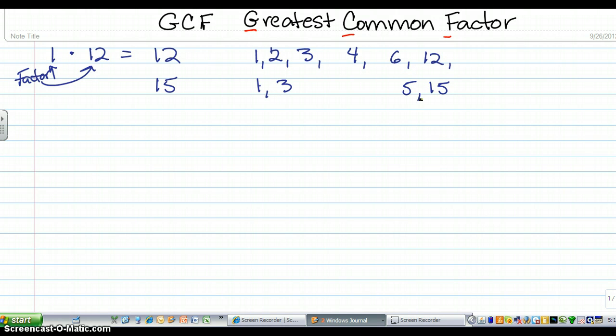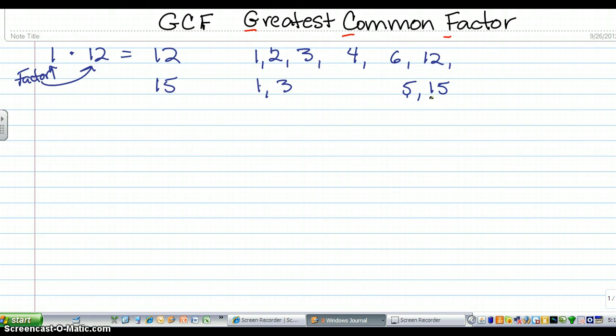Anything else? Is 4? Well, is 5? Yep, 5 times 3, but we already have that. And 6, 7, nope, we're done. So the factors for 15 are 1, 3, 5, and 15.